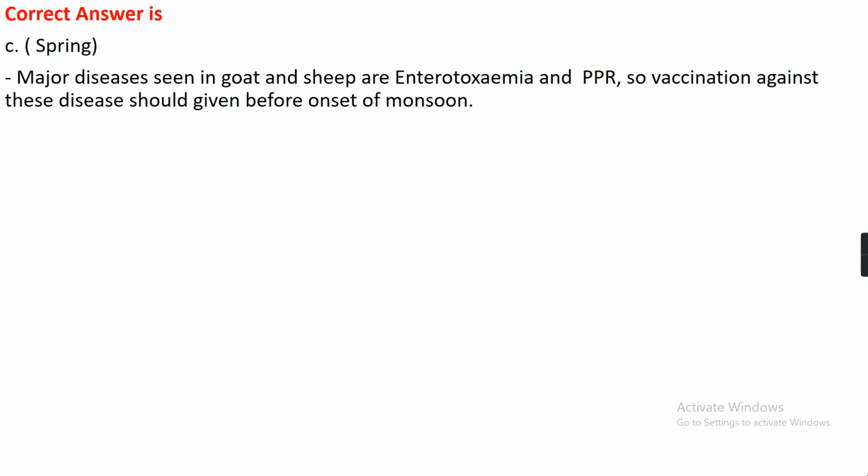Major diseases seen in goat and sheep are enterotoxemia and PPR. So vaccination against these diseases should be given before onset of monsoon. Before onset of monsoon period.